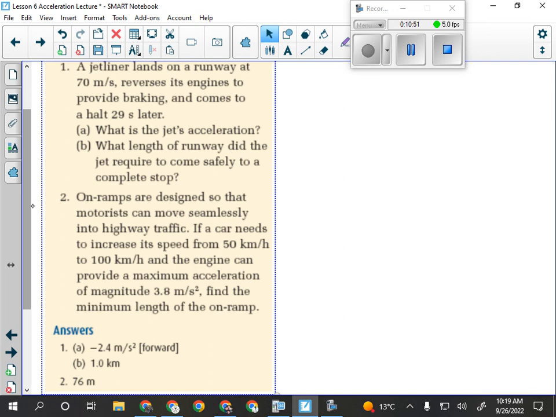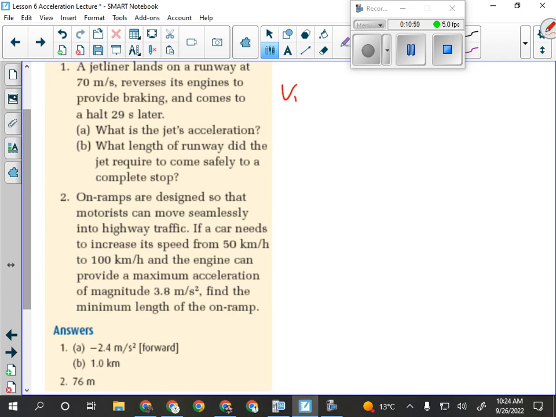Okay, I'll give you a couple of minutes on those. All right, on our first one, we've got a jetliner that lands on a runway at 70 meters per second, so that's where the question starts, and we have to assume that was our initial velocity. It reverses its engines to provide braking and comes to a halt 29 seconds later.